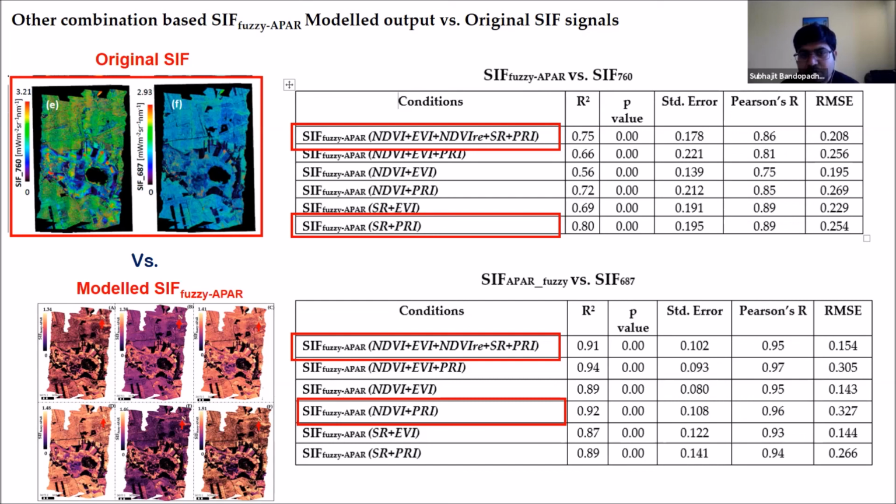reaching up to 0.80. There is no such big change observed for 687; it is more or less constant with the previous one. But it has been greatly improved for 760, at far-red fluorescence.